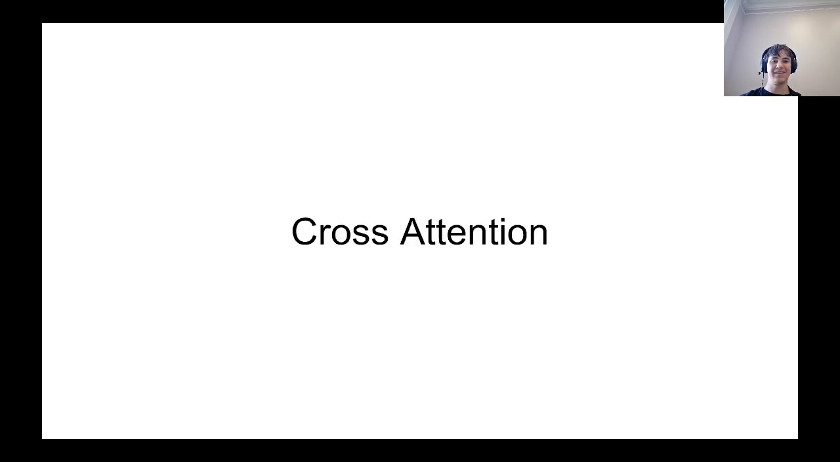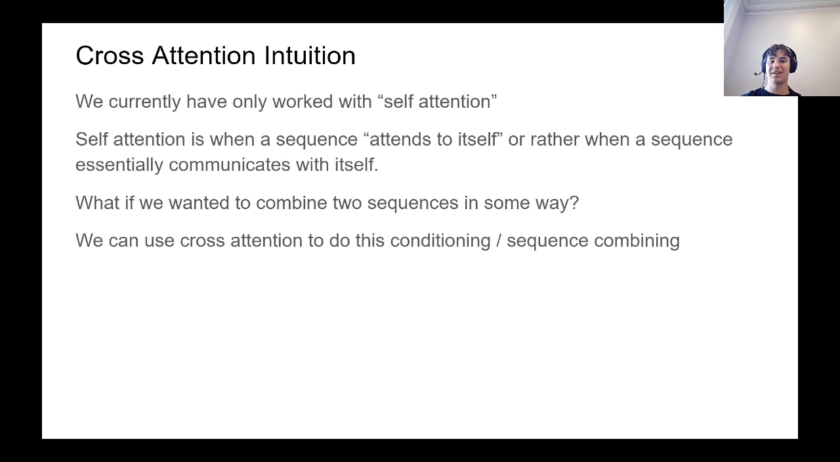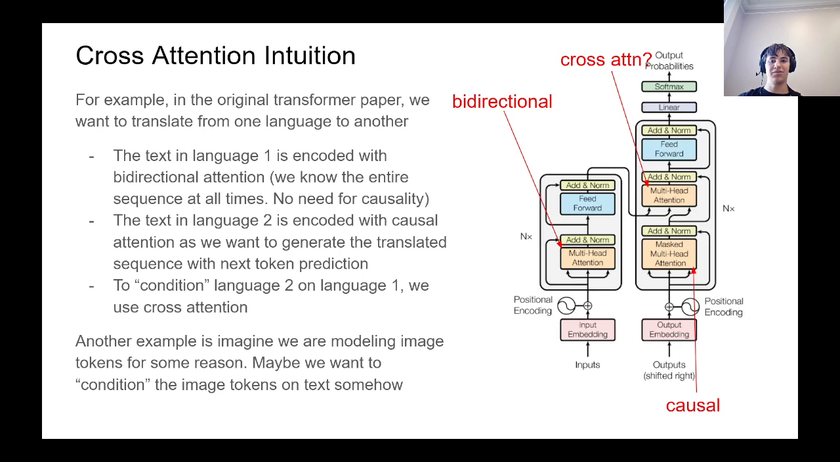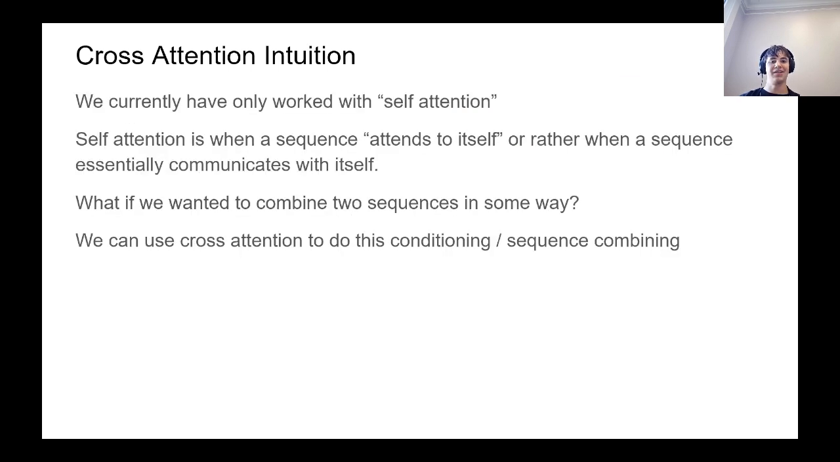Cross attention. Okay, this is a big one. So cross attention, what happens? Basically, we have self-attention. Self-attention models tokens communicating with itself, or communicating with the sequence. So within that sequence, tokens are combinations of other tokens in that sequence. But what if we didn't want to do that? What if we wanted to basically take information from another sequence? How do we combine two sequences? This is non-trivial, but it is easy if you do cross-attention.